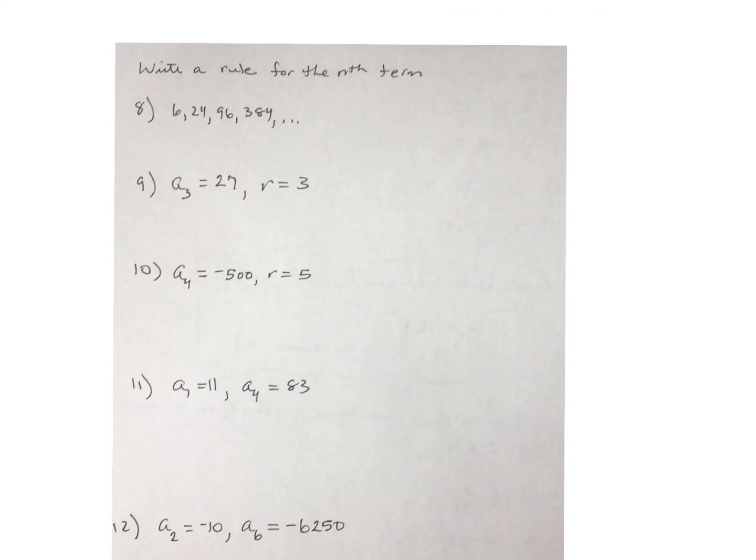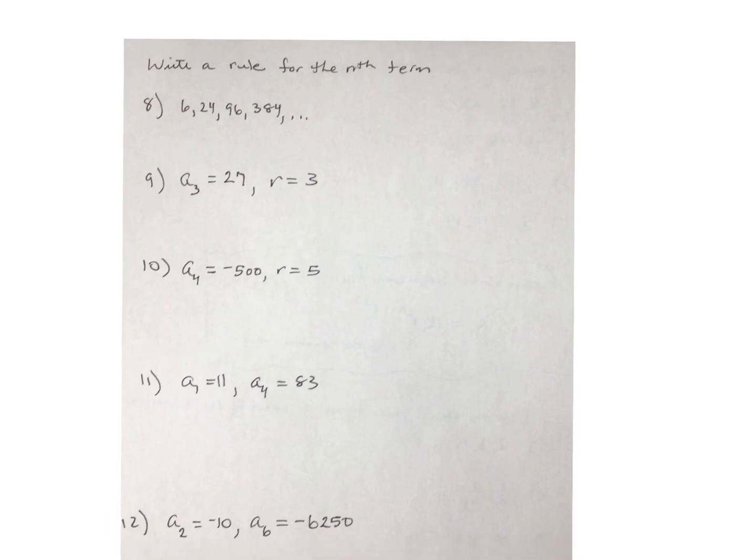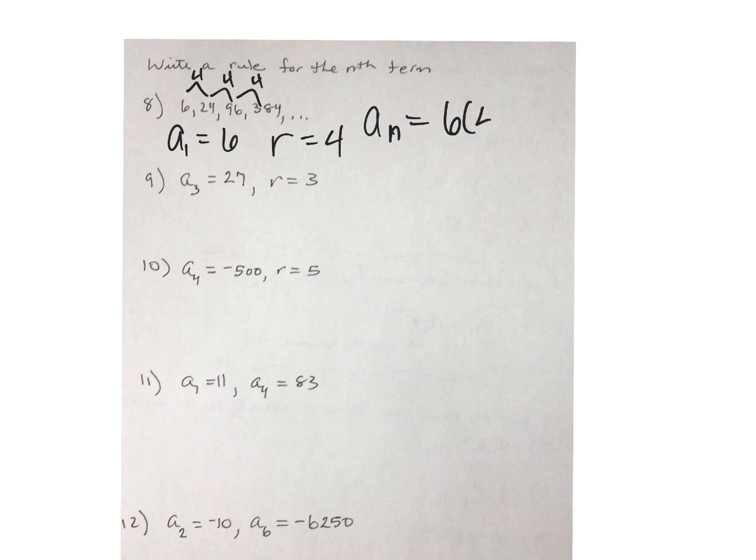Okay, so we just did an example like number 8. Write a rule for the nth term. I want you to do number 8 on your own right now. You're just writing the rule, not finding any term. Let's do number 8. My a1 is 6, and my r is times 4 each time. So an is 6 times 4 to the n minus 1. That's it. That's my answer. That's my rule.